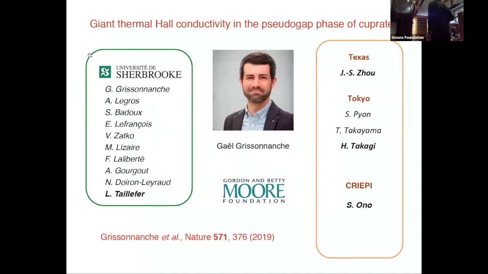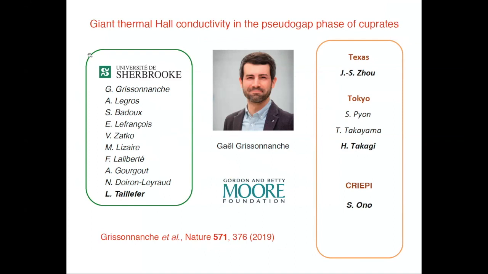Okay, and so for the rest of the talk, I'm going to talk about this thermal Hall result that was published last summer, where Gael basically discovered that the cuprate Mott insulators, at zero doping, have a huge thermal Hall signal. By huge, I mean, in fact, the largest ever seen in any insulator, whether it's spin liquids or others. So where the hell does that come from? That was completely unexpected.